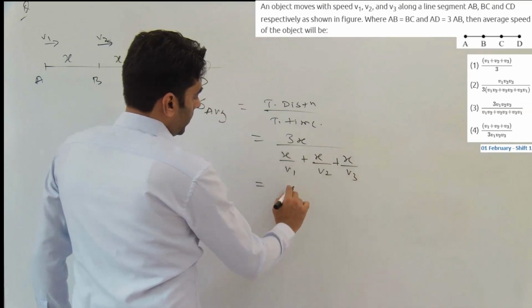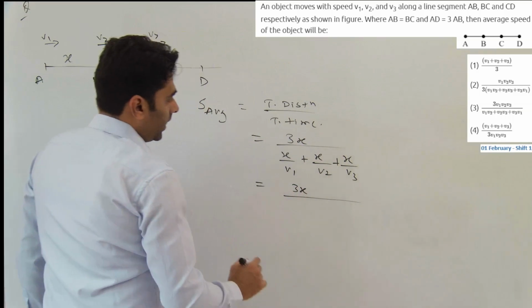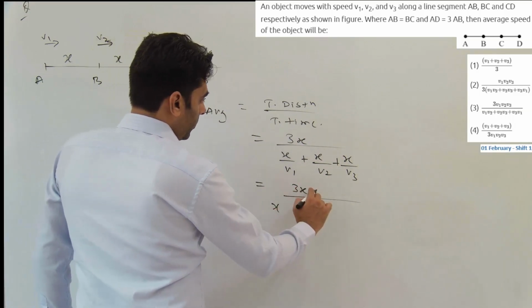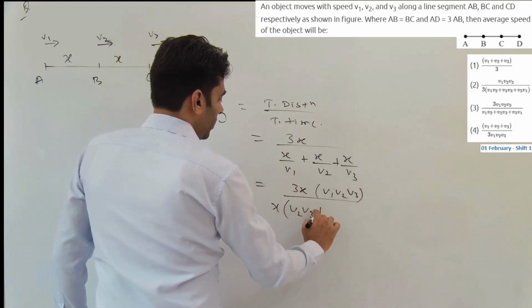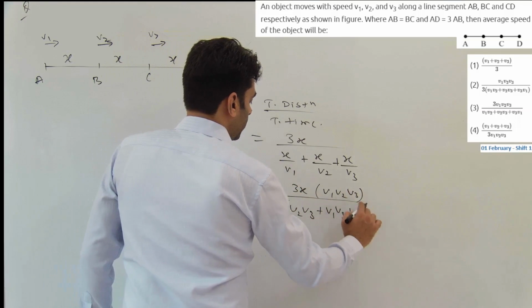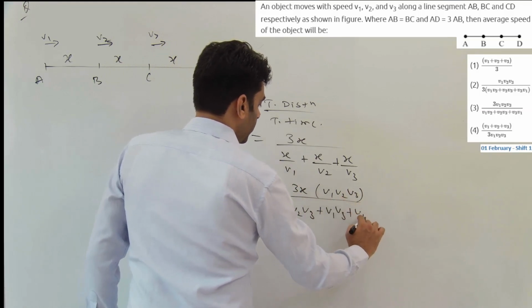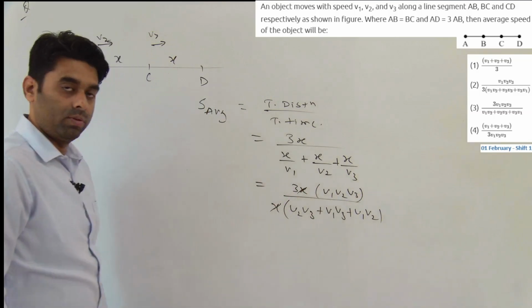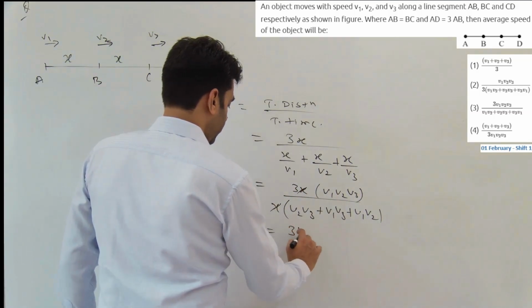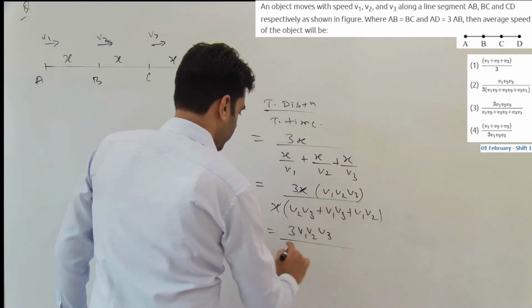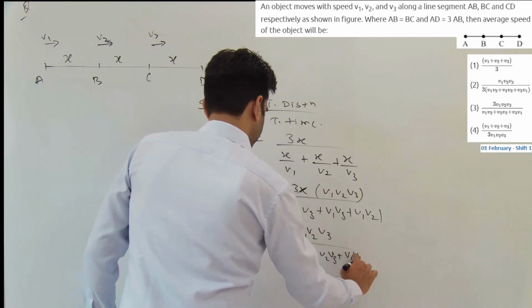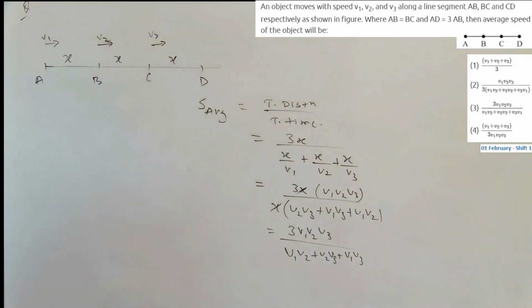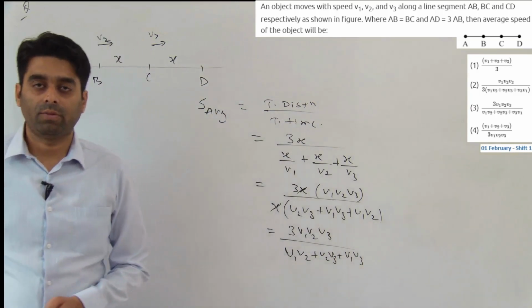If we simplify this, x can be taken common, and you will finally get over here v2 v3 plus v1 v3 plus v1 v2 in the numerator over v1 v2 v3. Okay, x cancels out. Our answer is 3 times v1 v2 v3 divided by v1 v2 plus v2 v3 plus v1 v3. If you check, this is option number 3. Okay beta, option number 3 is our answer. Fine, let's look at the next question.